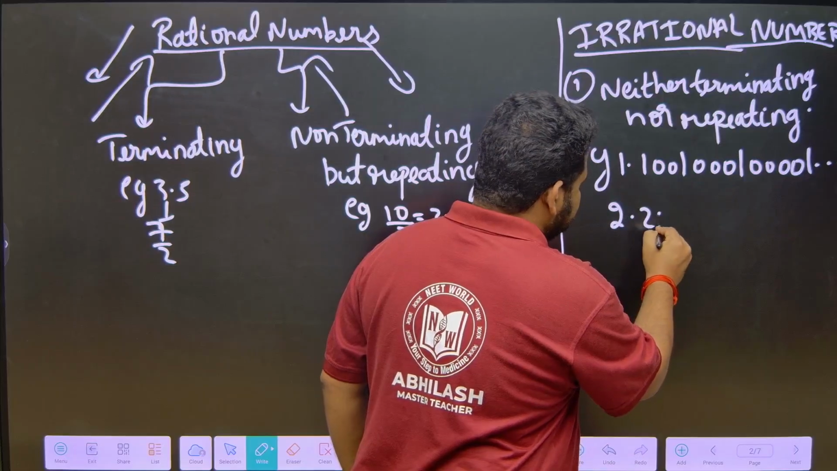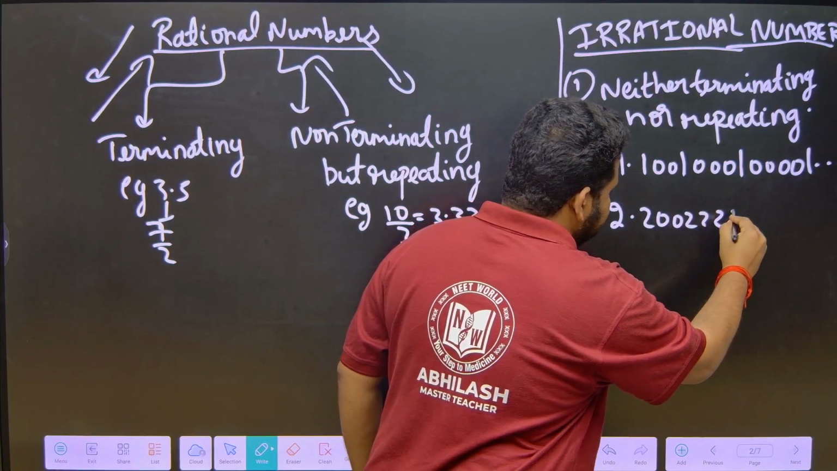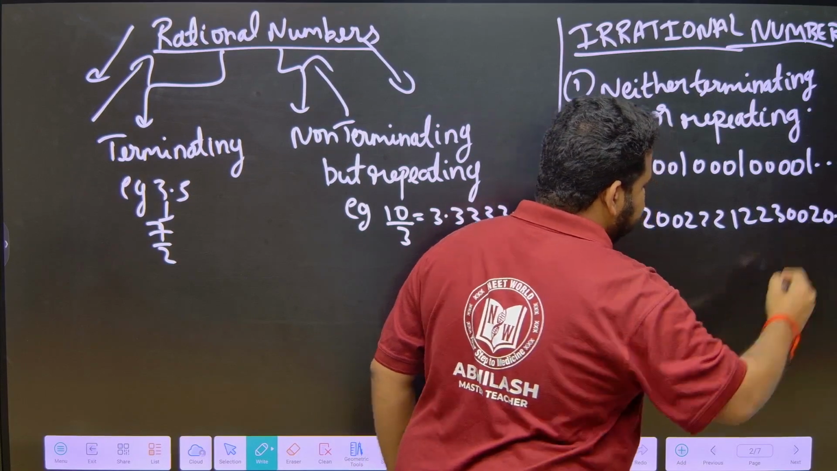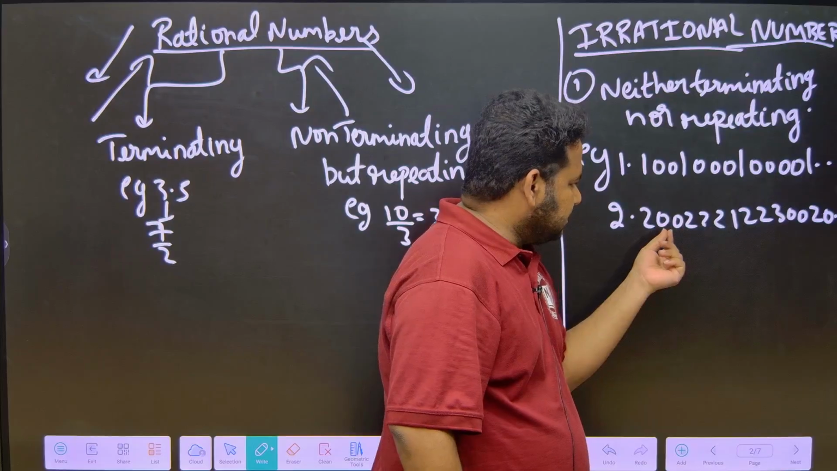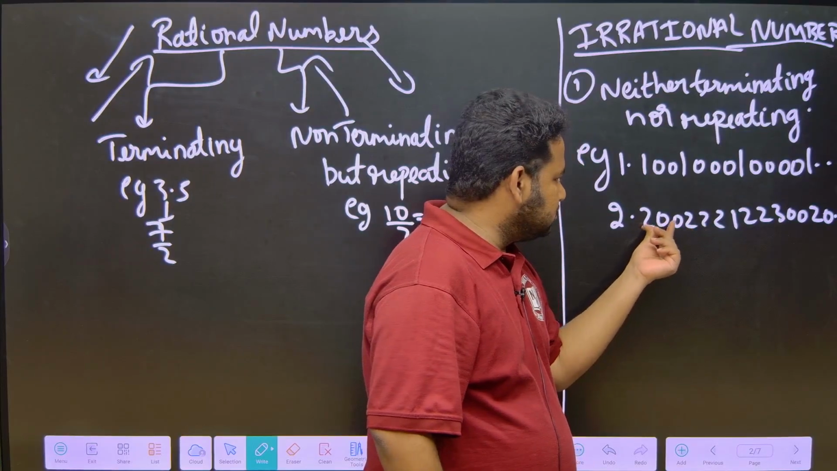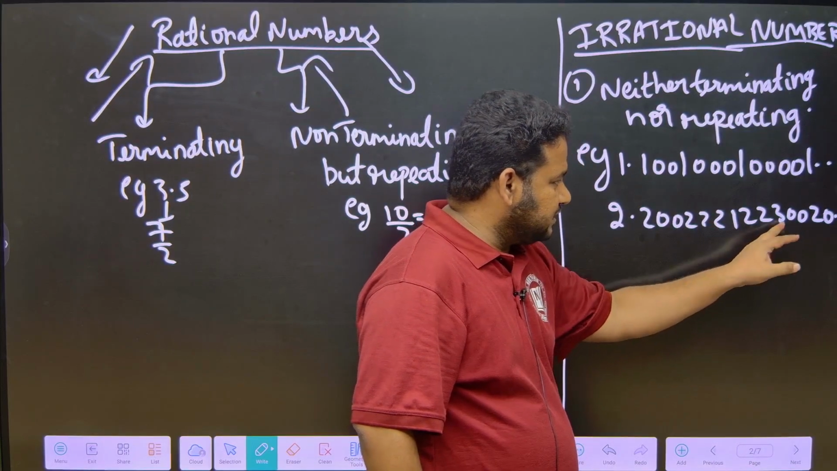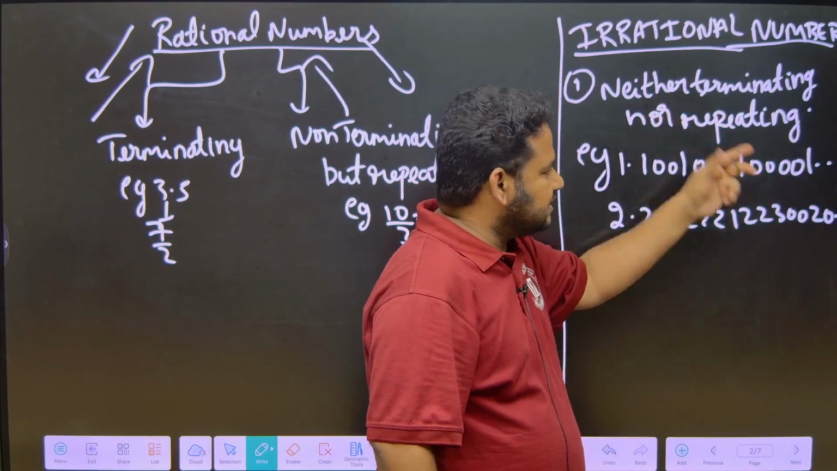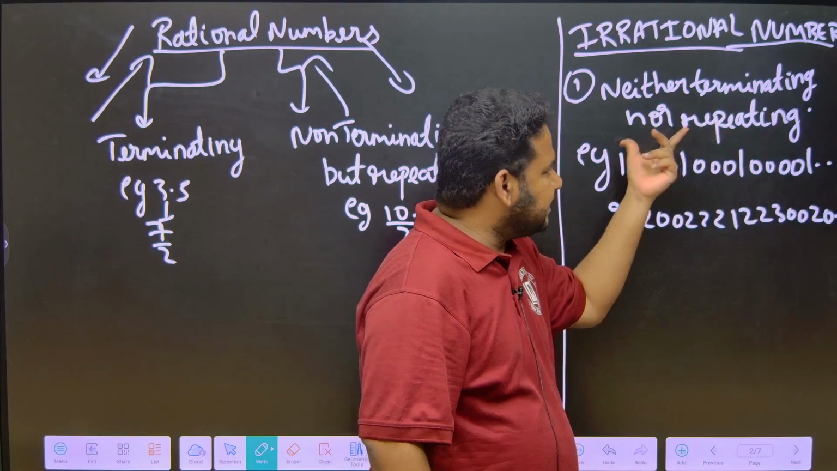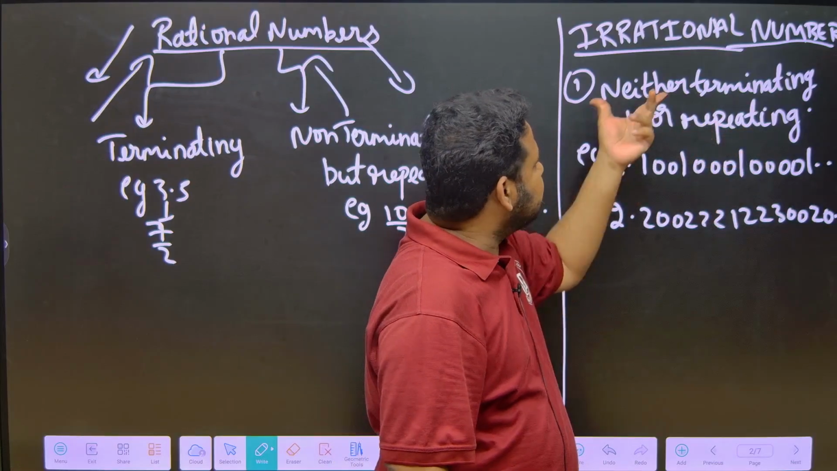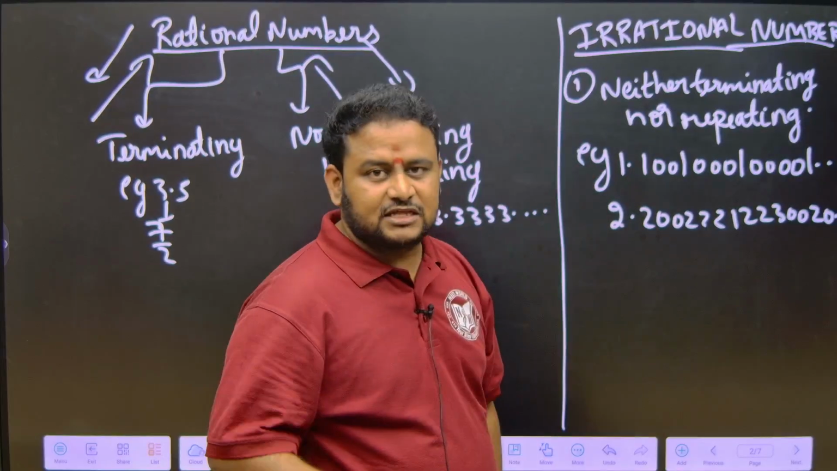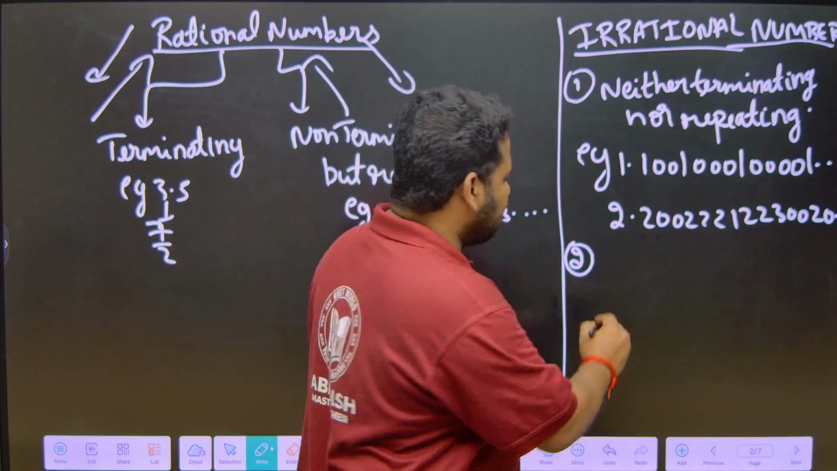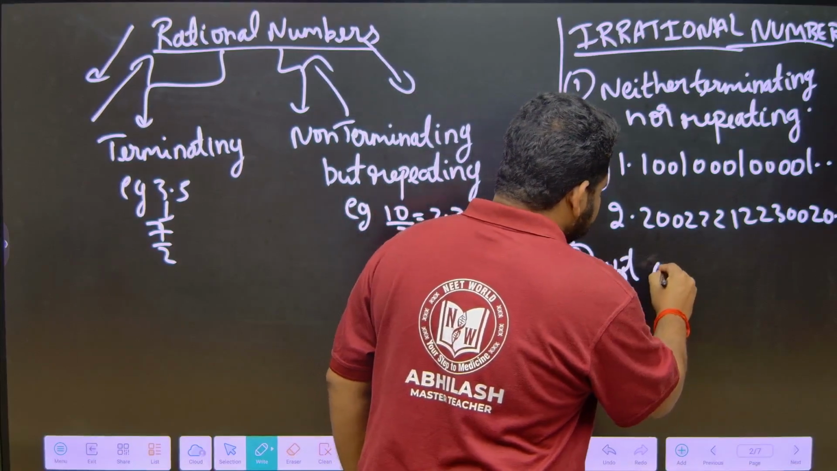Another example, let us take. Suppose I write 2.20222, again 1 2 2 3 0 0 2 dot dot dot. See here, no numbers are repeating. In the sense, there is no set pattern. 2 0 0, again 222, 1 2 2 3 0 0 2 0. There is no set pattern for this. So that's why it is not terminating. Dot dot dot means it is not terminating, and it is not repeating also. That's why it is an irrational number. This is one of the properties. Another property is that it should not be a perfect square number.